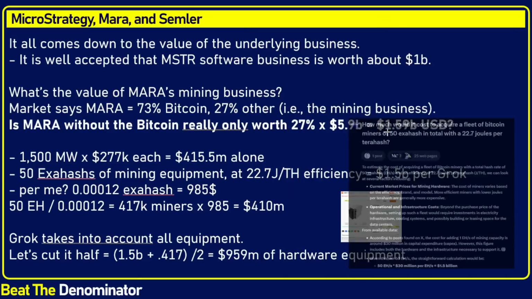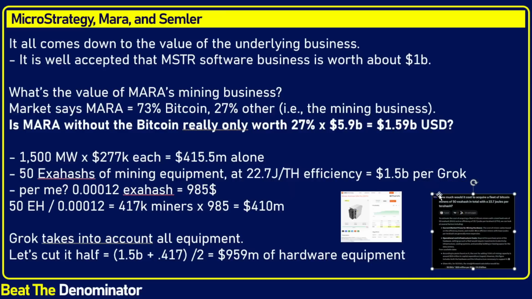So Grok is telling me they have roughly 1.5 billion of mining equipment, but Grok takes everything into account. They take into account the build-out, but especially the transformers. It's all about the transformers. You may remember an old mining video I did. About 20% of the cost of setting up mining is the transformers, and those transformers really don't depreciate. They keep their value over the long run. So anyways, Grok tells me that Mara has about 1.5 billion of mining equipment.